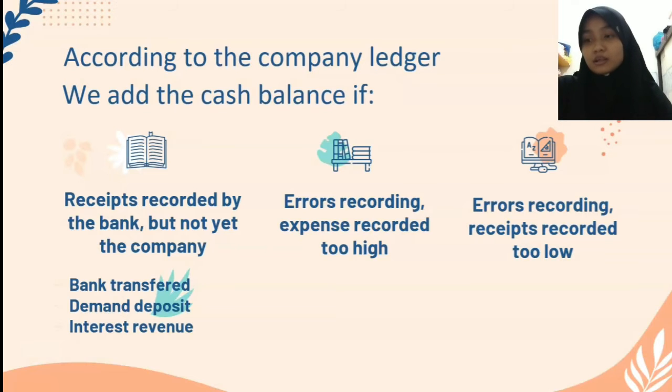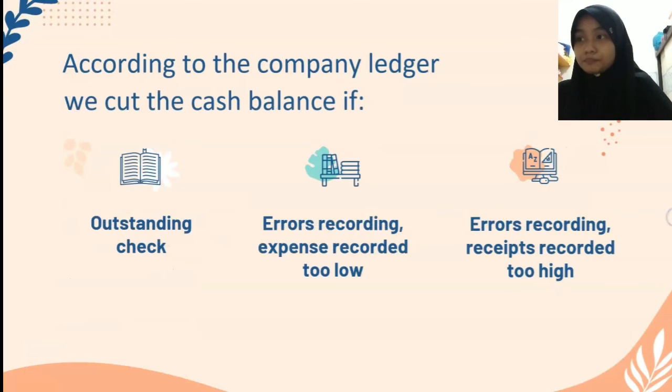And then the second, errors recording, expense recorded too high. If the company records an expense too high, we have to cut the expense and add to the cash balance in the reconciliation so we get the appropriate nominal. And the last, errors recording, receipt recorded too low. If the company recorded a receipt too low, we have to add to the cash balance so we get the appropriate nominal.